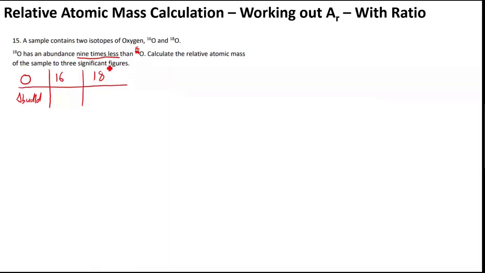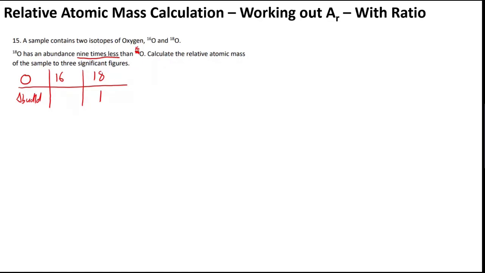So as soon as they say something is 9 times less or 9 times greater than the other, or 2 times less, 2.3, 3 times less, anything like that, to keep things simple for you, put the smallest one having an abundance of 1. And oxygen 18 has an abundance 9 times less than 16. So we'll just say oxygen 18 has an abundance of 1. And now oxygen 16 has an abundance 9 times bigger than that.